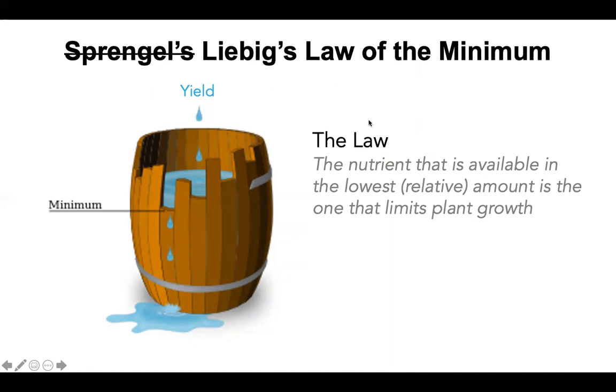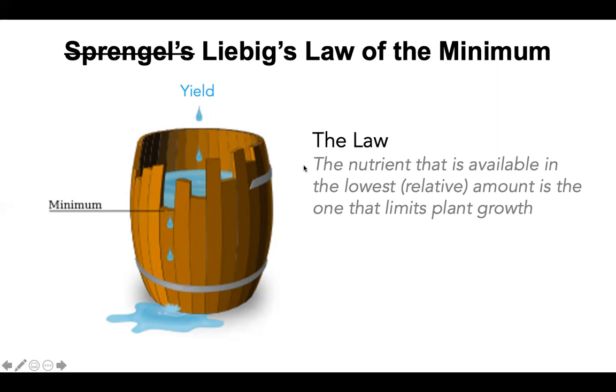Liebig's law of the minimum says that the nutrient that is available in the lowest relative amount is the one that limits plant growth. Back in the day, they had a lot of barrels, so he liked to use a barrel analogy. He said you can only fill up a barrel to the shortest stave, the stave being an analog for a nutrient, and the water in the barrel being an analog for the crop yield. It doesn't matter how big all of these barrel staves are. If this one's the lowest, that is the highest amount of yield that we can possibly get for that crop.